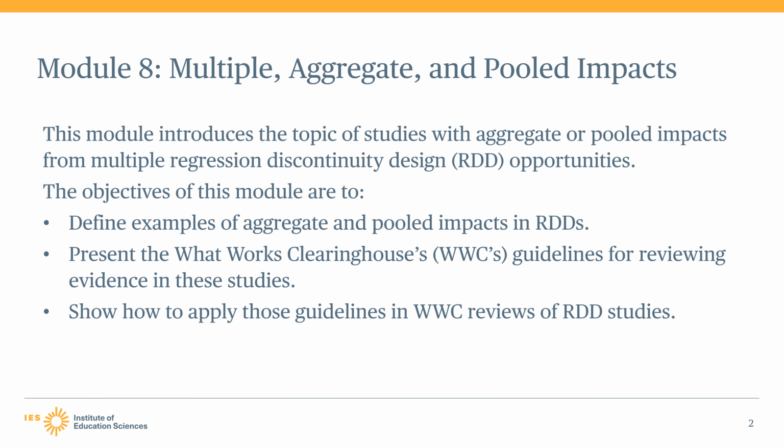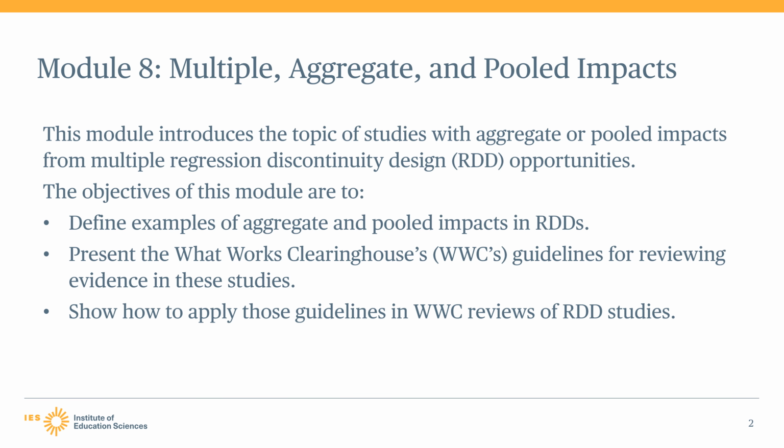So next you'll recall that the WWC's continuity standard, or RDD standard 3, focuses on continuity in the outcome forcing variable relationship. And this standard includes 3 criteria related to baseline equivalence, graphical evidence of continuity, and then third, statistical evidence of continuity. When applying the continuity standard to studies reporting pooled impacts, there are no additional considerations necessary. But when applying the continuity standard to studies reporting aggregate impacts, there are some additional considerations.